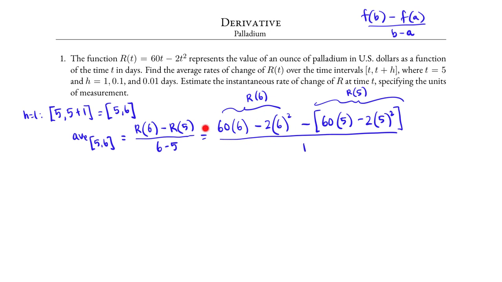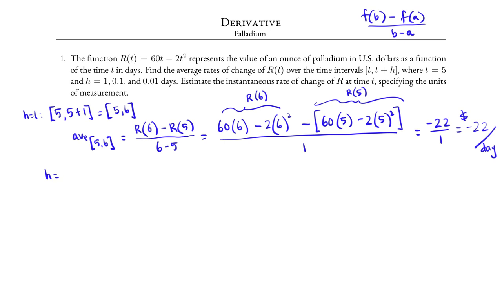Once we show our work like this, we can then use a calculator to compute this. The numerator is negative 22 and the denominator is 1, so this is minus 22. The unit in this case is the unit of the numerator, which is dollars, over the unit of the denominator, which is day. T represents days and r represents the dollar amount.